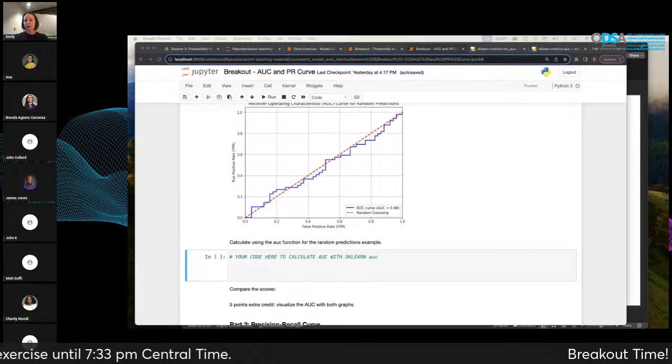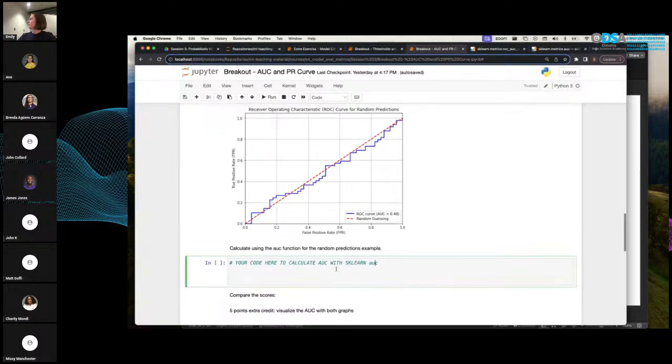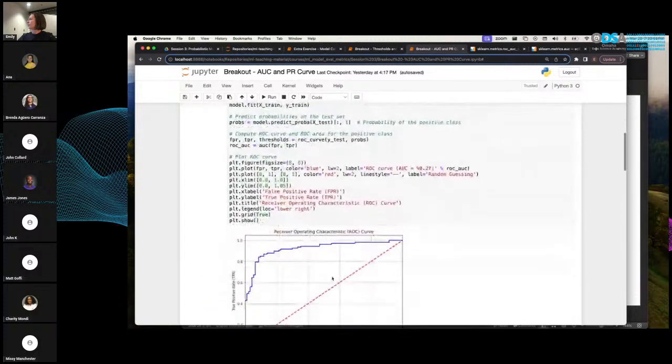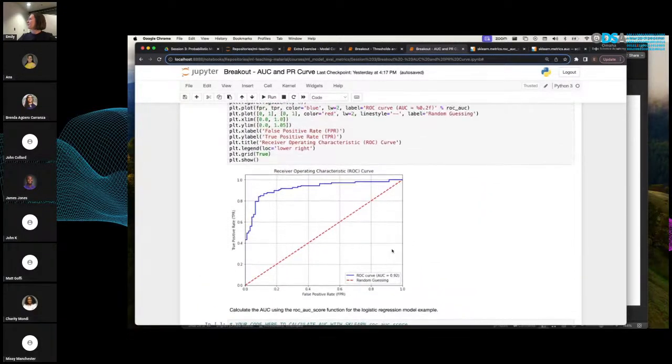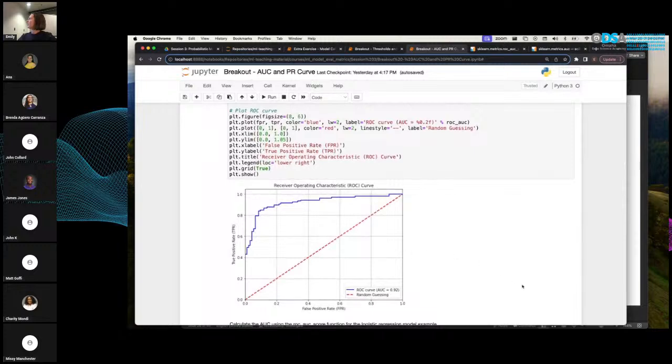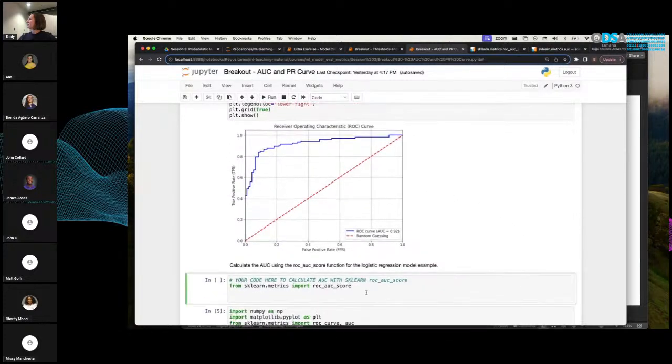All right, coming back here. Is anybody able to calculate, let's start with the first one, the AUC, and I realize it does say it on here, but calculate the AUC for this here. Anybody have code they would be willing to share in the chat?